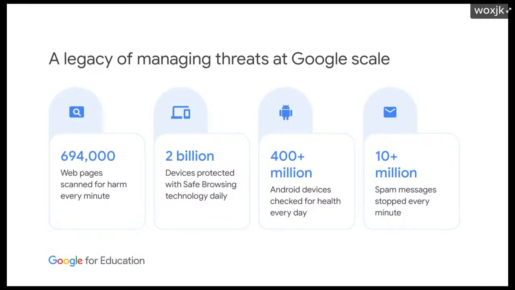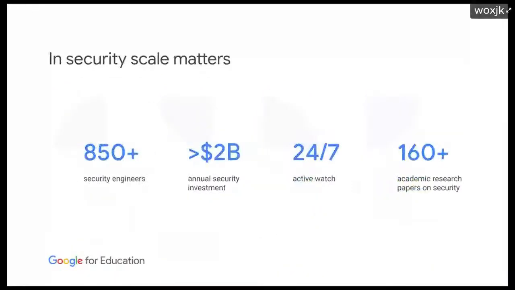As you can see, Google are well placed to handle complex threats at scale. We have a legacy of managing these threats. So calling out some of these numbers here, 694,000 web pages scanned for harm every minute, 2 billion devices protected with Safe Browsing, 400 plus million Android devices checked for health every day. You get the sense of the scale. And in security, scale does matter.